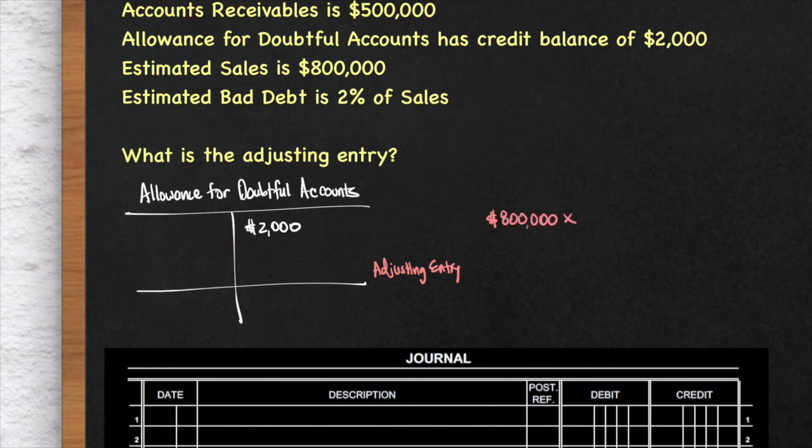Then you're going to multiply by the percentage, which is 2% or 0.02. You will get $16,000. So that amount right there, that is your adjusting entry. Okay, and the adjusting entry goes below the $2,000, so $16,000. If you combine those, our allowance for doubtful accounts now has $18,000 credit because you combined it with the existing $2,000 credit.